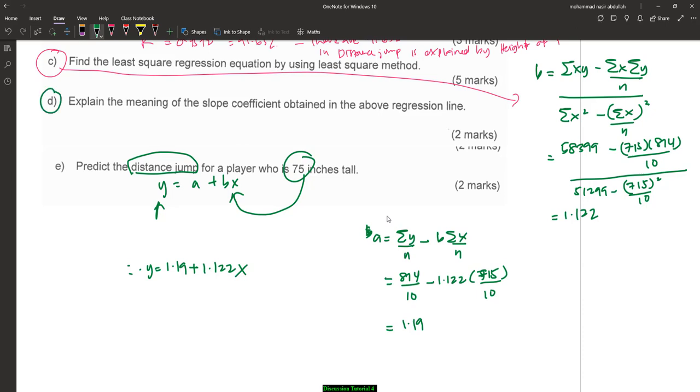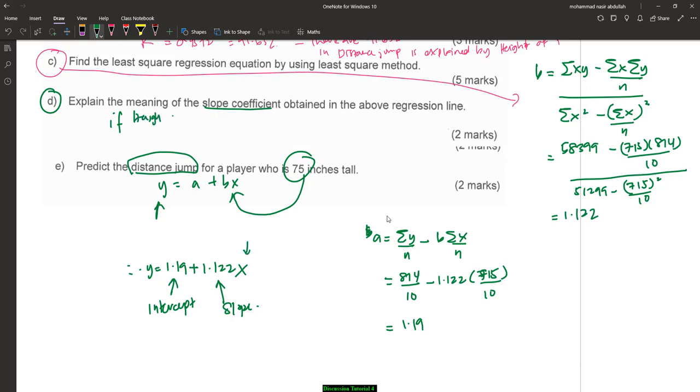And then D, explain the slope. You need to understand the term inside the equation. This is the intercept and this is slope. So what is the slope? If this is apa? This is height.